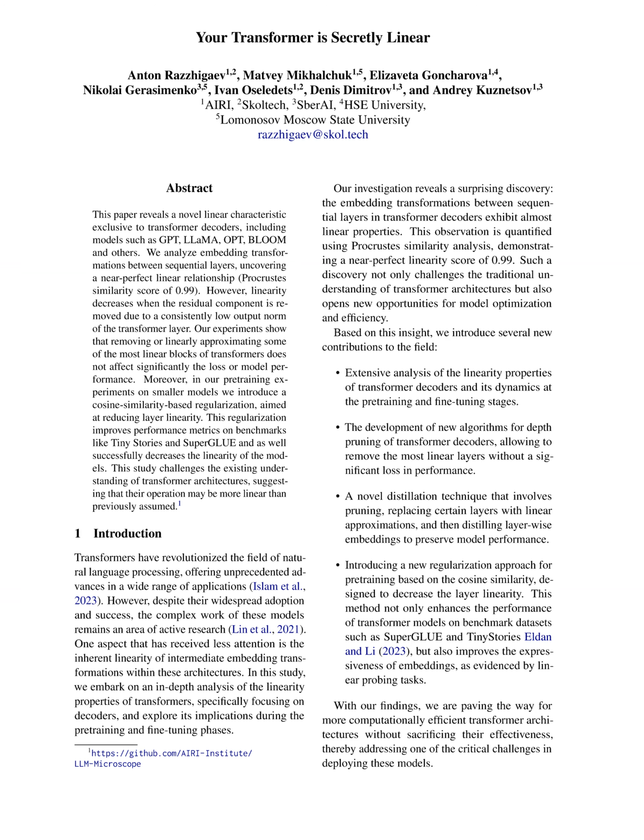The goal is to address the challenge posed by the almost linear properties of the embedding transformations between sequential layers in transformer decoders. By introducing new algorithms for depth pruning of transformer decoders, a novel distillation technique involving pruning and replacing certain layers with linear approximations, and a new regularization approach based on cosine similarity, the method aims to optimize model efficiency and effectiveness. The ultimate objective is to pave the way for more computationally efficient transformer architectures without sacrificing their performance, thereby tackling a critical challenge in deploying these models.